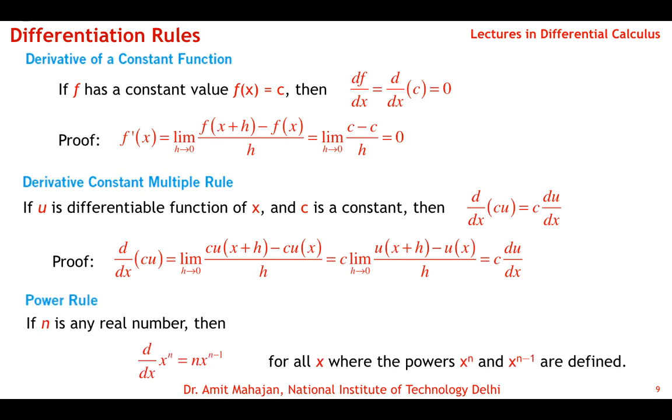And similarly the power rule: if n is any real number, then the derivative of x to the power n is n times x to the power n minus 1, for all x where the powers x^n and x^(n-1) are defined. So this is the power rule. I'm not going to prove the rest of the rules, just show what rules are there. So you can use these rules directly. You can calculate the derivative of x^n for any real number n as n times x^(n-1).